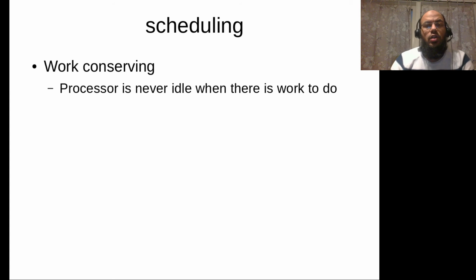A scheduler is called work conserving when the scheduler never makes the processor idle when there is work to do. Of course, if there is nothing to do, then the processor will be idle because there is nothing to do. But if there is anything to do, then the processor should not be idle as long as there is more stuff to do.